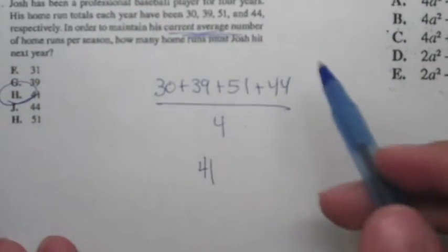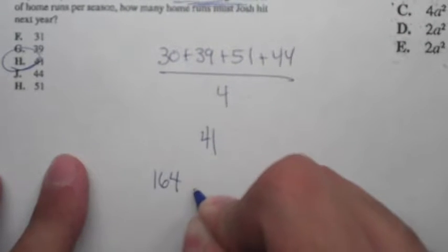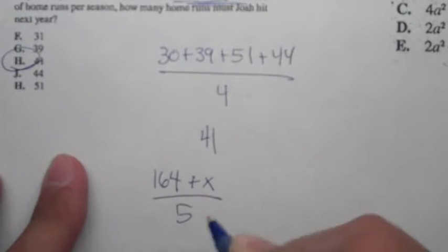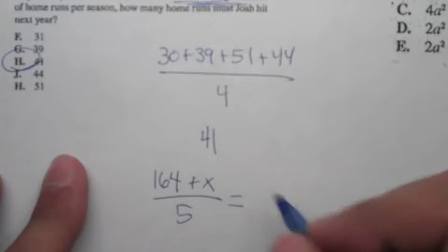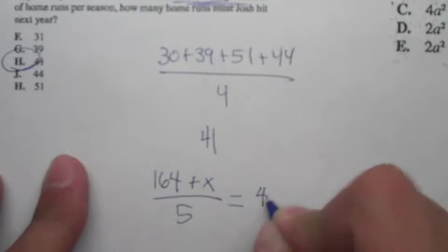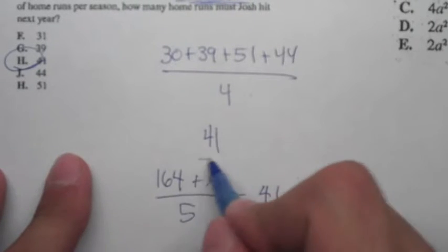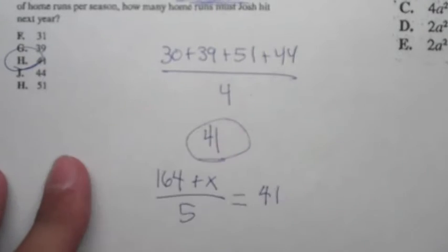If you didn't see that though, or you wanted to do it the other way, he already has 164 home runs. You would do 164 plus something divided by 5 equals 41, and you would have to figure out 41 times 5, how many points he wants to have. You want his average to be 41. You would do times 5, subtract 164. Just a really complicated way of doing what's immediately kind of obvious. If he's at 41 right now, he needs 41 more to stay there.